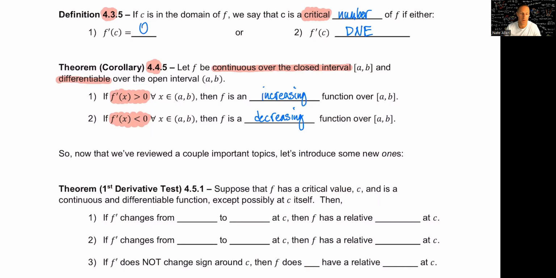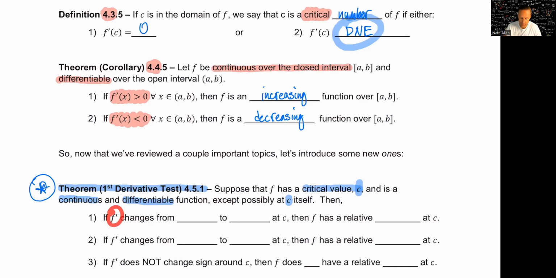And the first one is called the first derivative test. So this is a very important one that we are going to use quite frequently. Let's see what it entails. It states that if we have some critical value, again, we're going to call it c, and of course it's continuous and differentiable, except maybe at that value where it does not exist, as we mentioned up above, then 3 things can happen at those critical values.